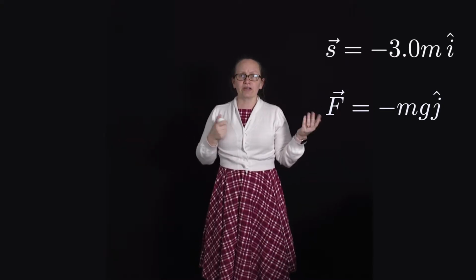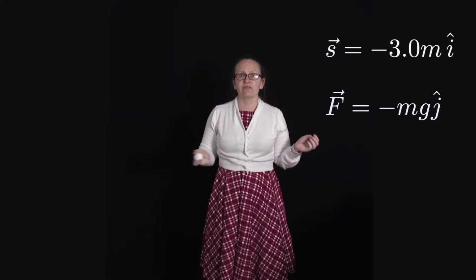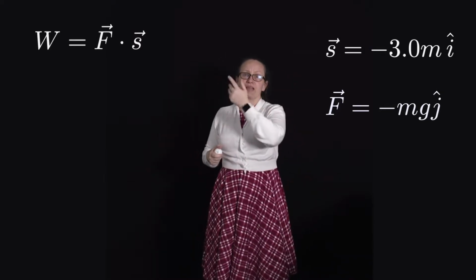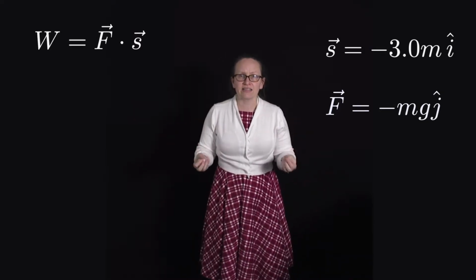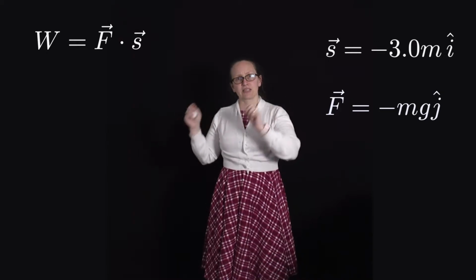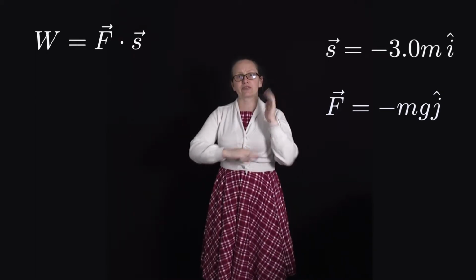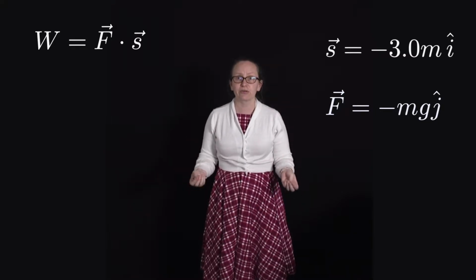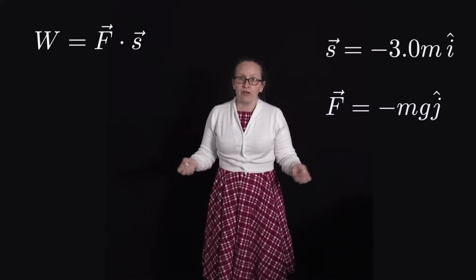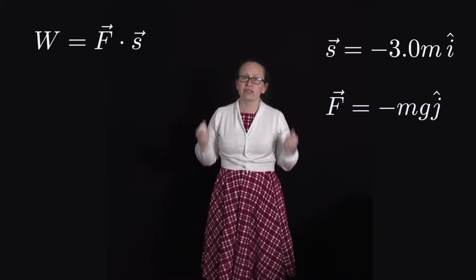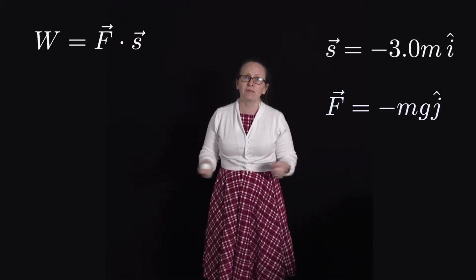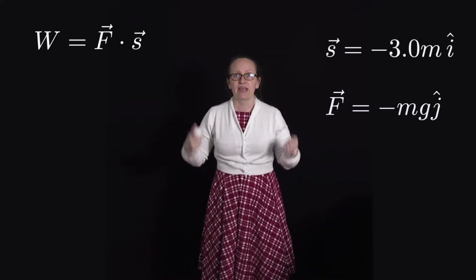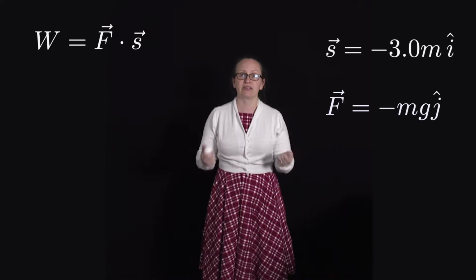So the work done on the ball by the gravitational force as it goes from me to Bryony is equal to F dot S. But in this case, the force and the displacement are perpendicular to each other. And when we take the dot product of two vectors which are perpendicular to each other, we get zero. So in this case, the gravitational force is not doing any work on the ball. So it is possible to have a displacement with no work done if the displacement is perpendicular to the force applied.